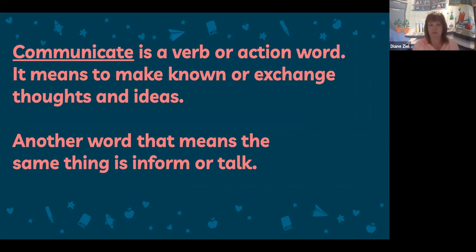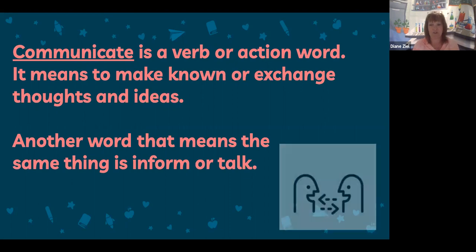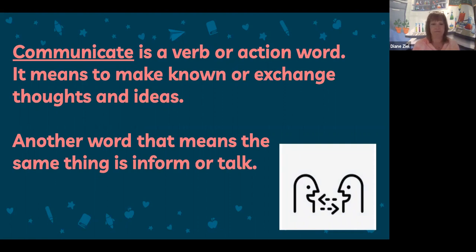There are many different forms of communication. We can communicate verbally, non-verbally. We can communicate through writing, through technology, through text messages, through FaceTime calls, through phone calls, or through face-to-face conversations. Let's take a look at an example of what communication is. Here you see a picture of two people speaking their ideas or thoughts to one another. This is an example of communication.